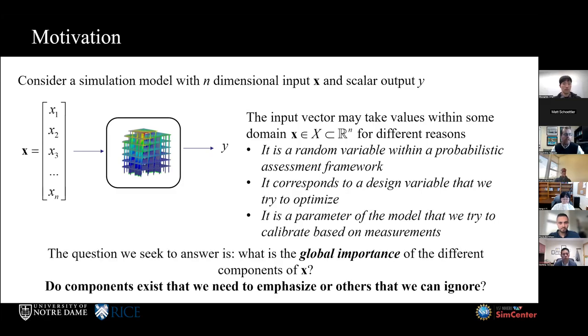The question that we're asking is, what's the global importance of the different components of X? Is X3 more important than X1? While we're interested in that question, ultimately we try to figure out, do any components exist that we need to emphasize, or some others that we can completely ignore? In order to better frame this question, let's look at a couple of examples of these 3 cases.